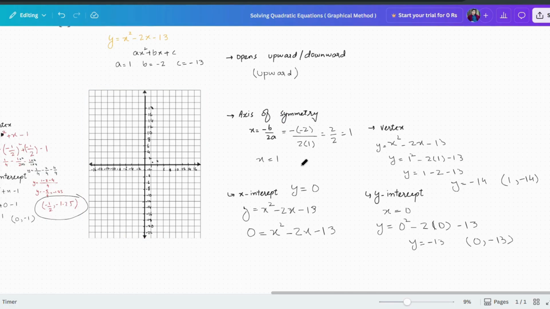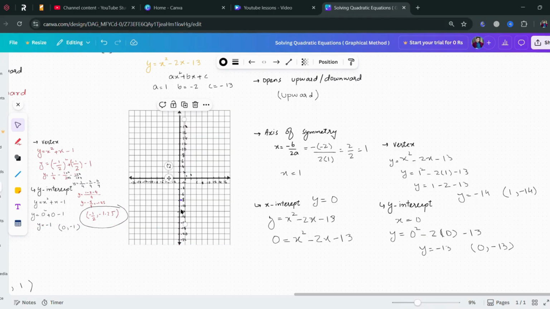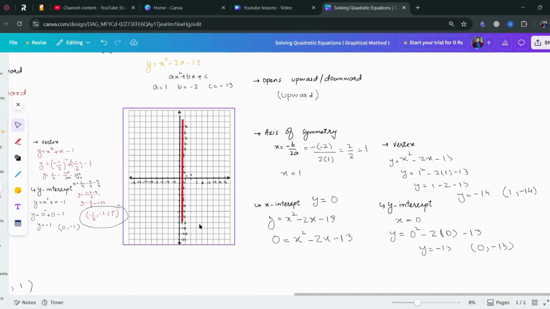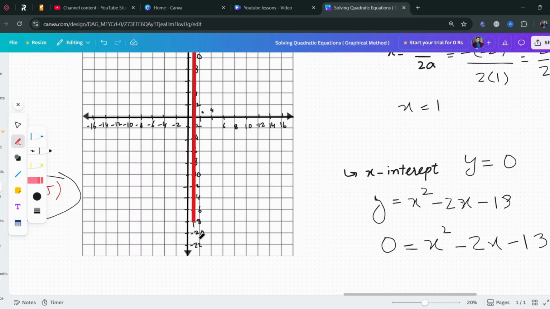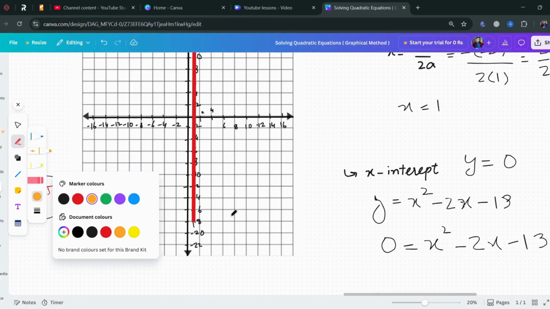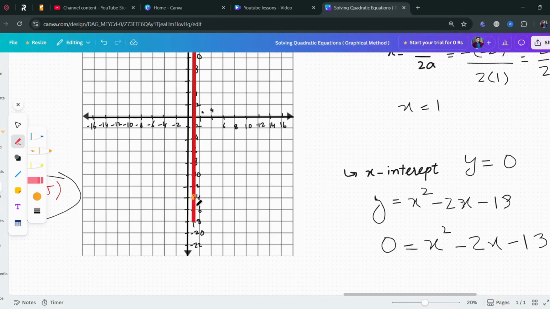So first of all, where is the axis of symmetry? The axis of symmetry is at x equals 1, right? So let me put the axis of symmetry over here. Let me adjust it further. So this is where the axis of symmetry should be. Now, let me extend it further. Where should the vertex be? The vertex should be at x equals 1 and y equals negative 14. The point should be at this place somewhere. This is where the vertex should be, okay?